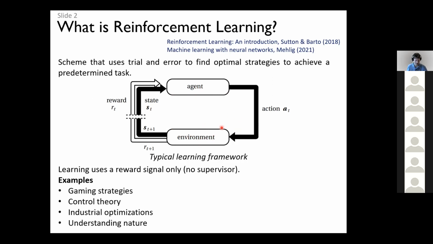framework. And I just want to mention also that the learning uses a reward signal only, so you don't have any supervisor that tells the agent what is good and what is bad. So the agent learns by itself by interacting with the environment. You don't need to have pre-labeled data to train against. You have an algorithm that can learn just by measuring the response of the environment from taking different actions.